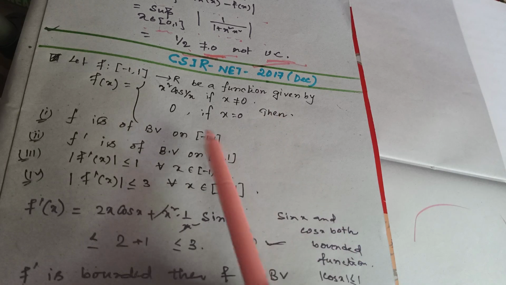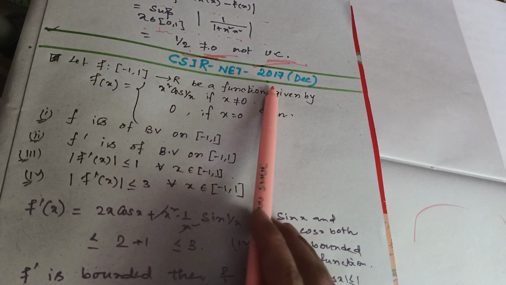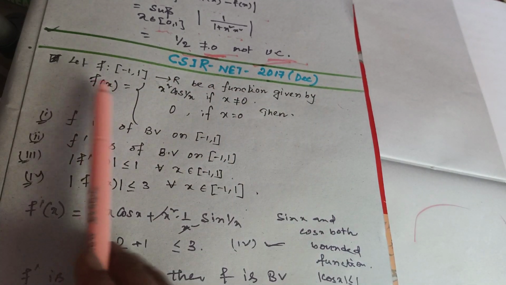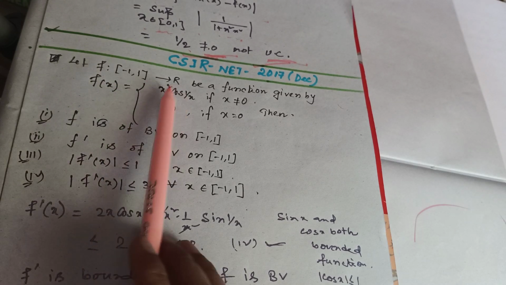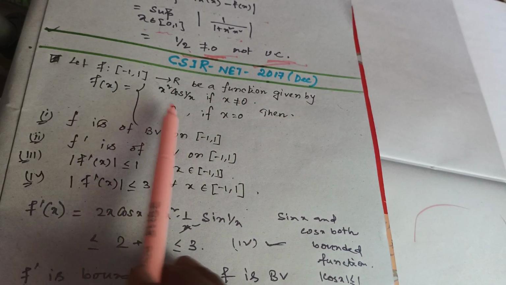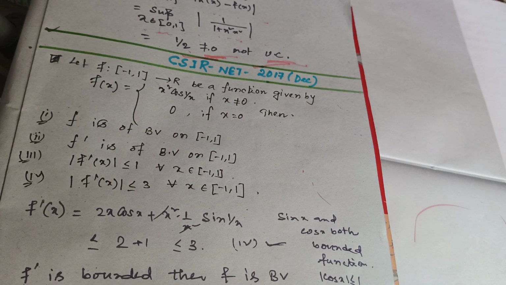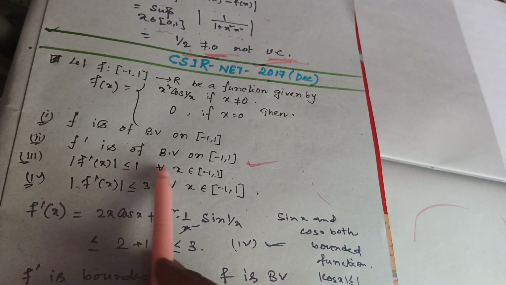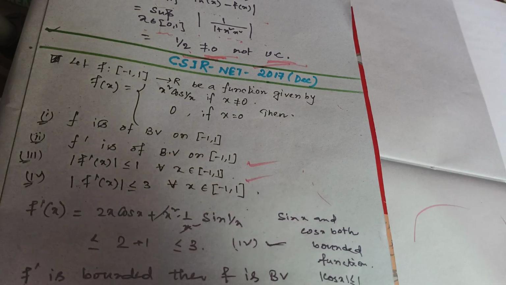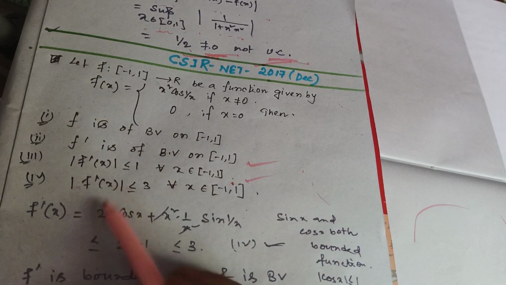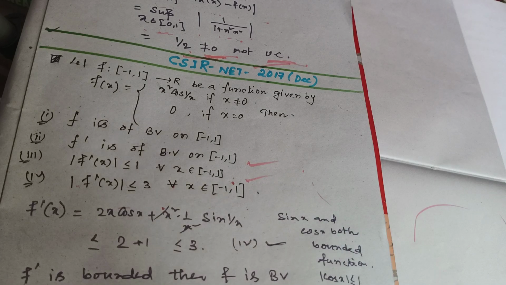Now our last question discussion, CSIR NET 2017 December. Let f from closed minus 1 to 1 to R be a function given by f x equals x square cos 1 by x if x not equal to 0, and 0 if x equals 0. Then f is of bounded variation on closed interval minus 1 to 1. f dash is of bounded variation on closed interval minus 1 to 1. Mod f dash x less than or equal to 1 for all x belongs to closed interval minus 1 to 1. Mod f dash x less than or equal to 3 for all x belongs to minus 1 to 1.